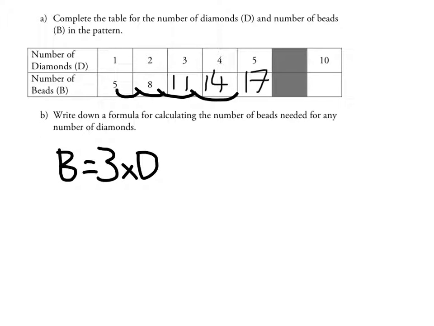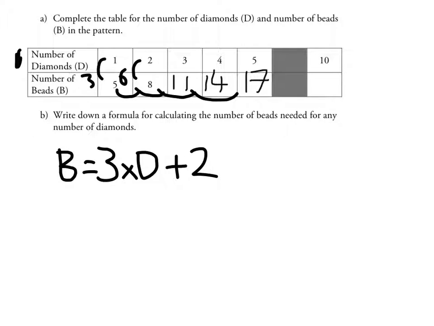Now, if I times all of the numbers in the first row by 3, I don't get the row below. I would get 1 times 3 is 3, 2 times 3 is 6, 3 times 3 is 9. So I'm always too short. So to my formula, I need to add on the 2. So there's my formula. B equals 3 times d plus 2.